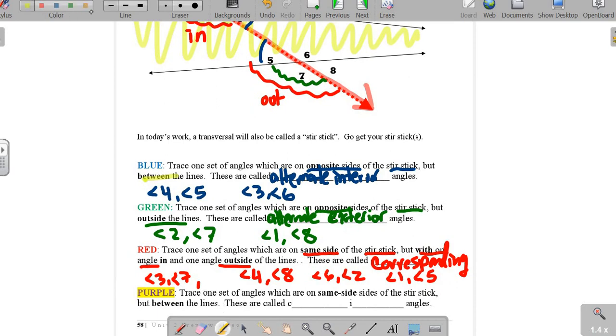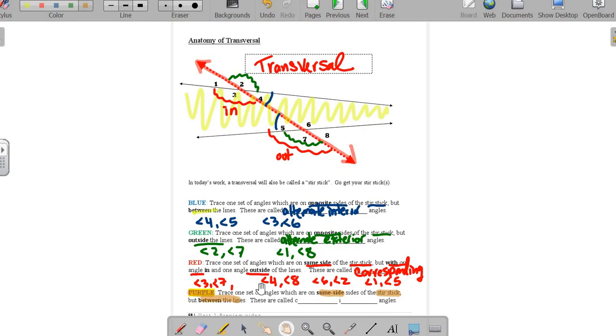The last would be these angles. One set of angles on the same side of the stir stick, but between the lines. These would be, for example, set 4 and 6, and that is called consecutive interior angles.